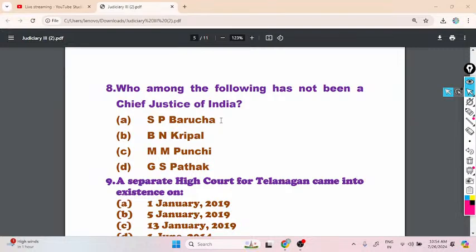So G.S. Pathak was not the Chief Justice of India. He served as the Vice President of India. So the answer is D.